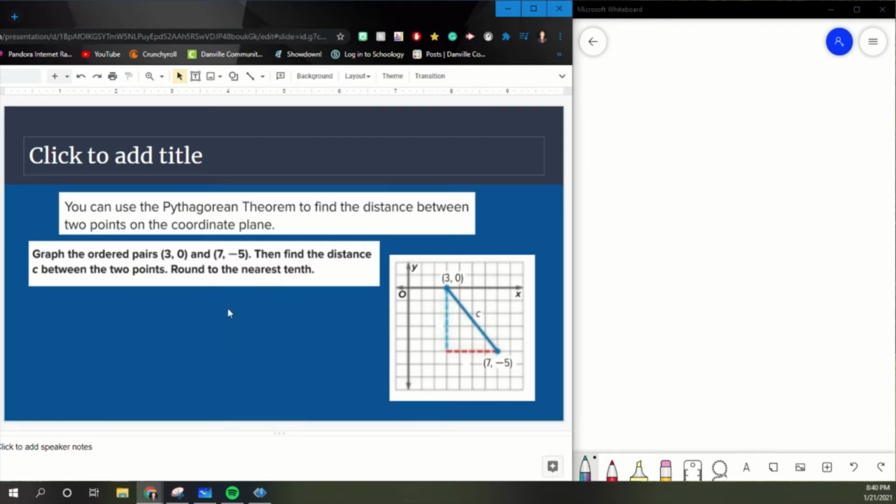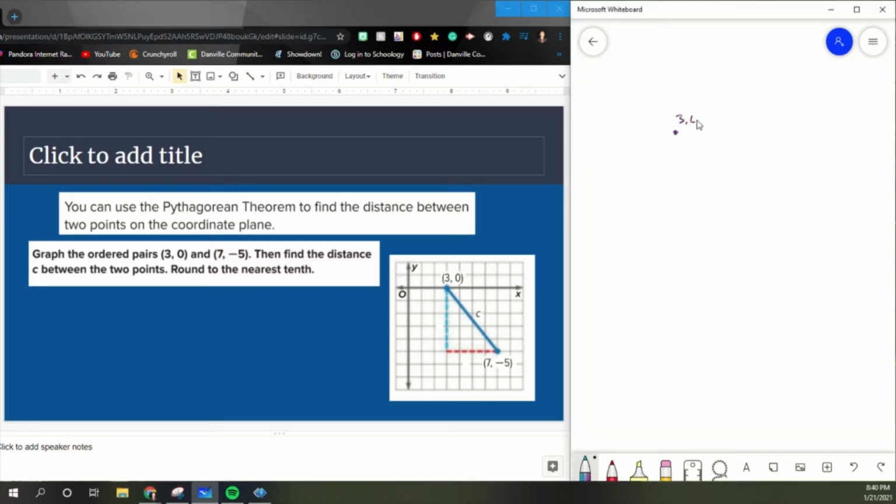So if I graph the ordered pair at (3, 0), and then (7, -5), you see that I get this right triangle right here. It started with a point at (3, 0). Then they graphed a point at (7, -5). Is there a line tool? Okay, I apologize for my bad lines. But what we get here is a right triangle.